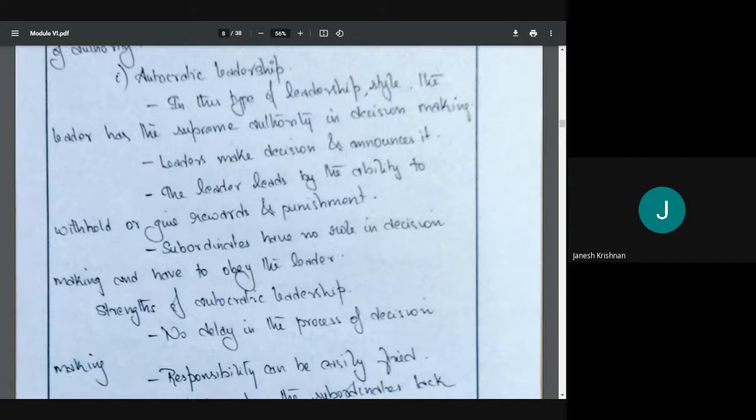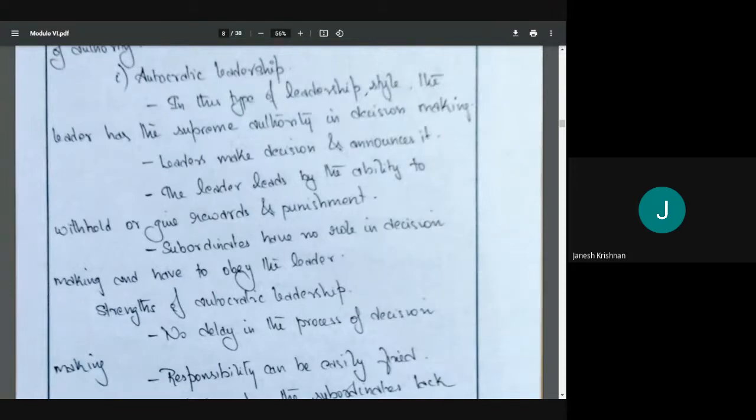And rewards are also there. As a reward, he'll get a bonus, and he'll get more vacation days. So the leader can withhold or give rewards or punishment. That's how the system works. In this type of leadership, the leader has supreme authority in decision making, makes the decision and announces it. And why do people follow him? Because the leader has the ability to withhold or give rewards and punishment.